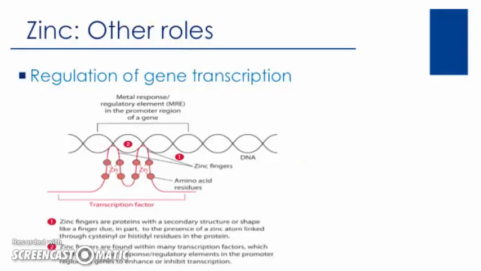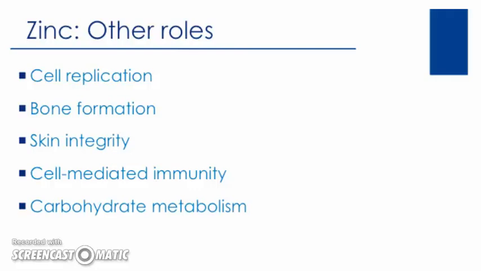The zinc fingers are proteins with a shape like a finger, and this shape is due in part to the presence of a zinc atom. So this is going to be an important role of zinc in addition to its coenzyme role, its regulation of gene transcription. We see here additional roles of zinc.